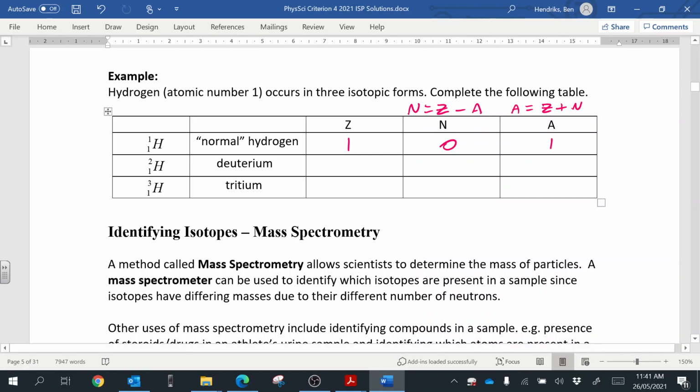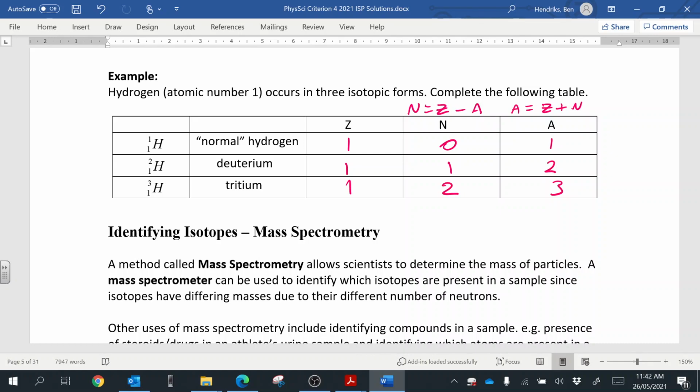Okay, so I probably should have written in A first. So we can always write in Z and A because we know them first. So let's do that first. So this time again, the bottom number, the smaller number, is the Z. The larger number is the 2 up the top. So that's the mass number. And so 2 minus 1 is 1. Now finally, tritium, which is another isotope of hydrogen. We have 1, and then 3, and then we have 2 neutrons.